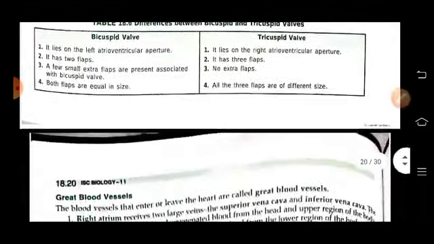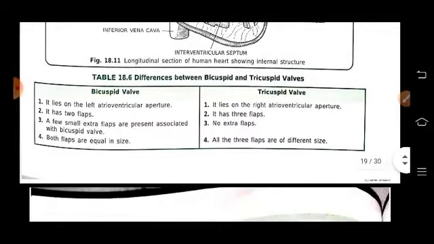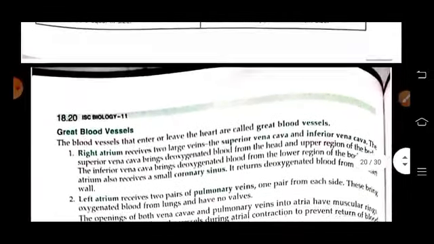Now here is the difference between the bicuspid valve and the tricuspid valve. You learn it yourself, children, okay?